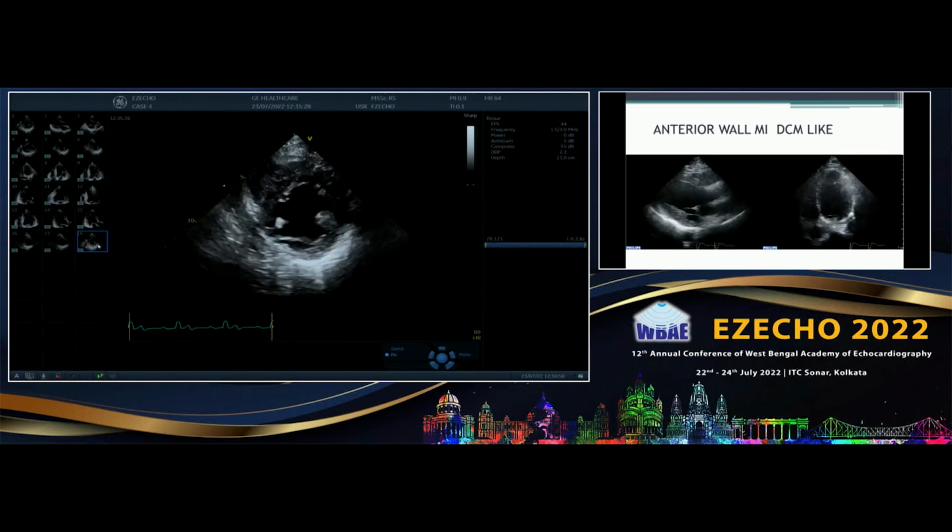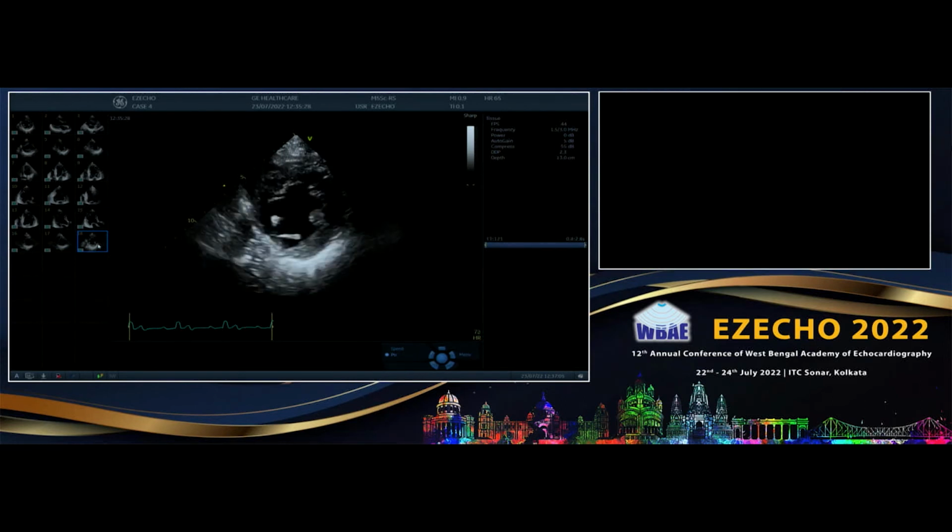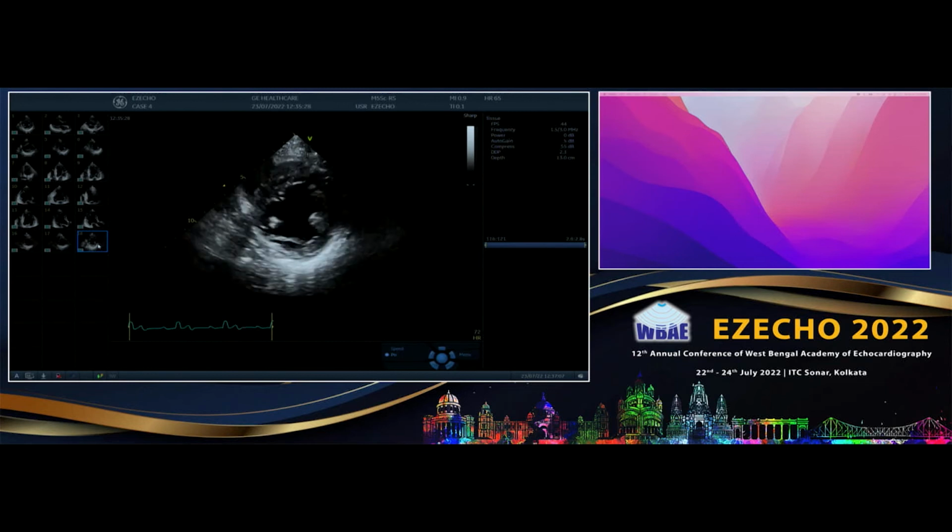And how do you appreciate thickening? You can appreciate only when you see the endocardium and epicardium. So that is why looking at the endocardium is so important. If I don't see endocardium here, I will not comment. Okay, I don't see endocardium here, then I will not comment.